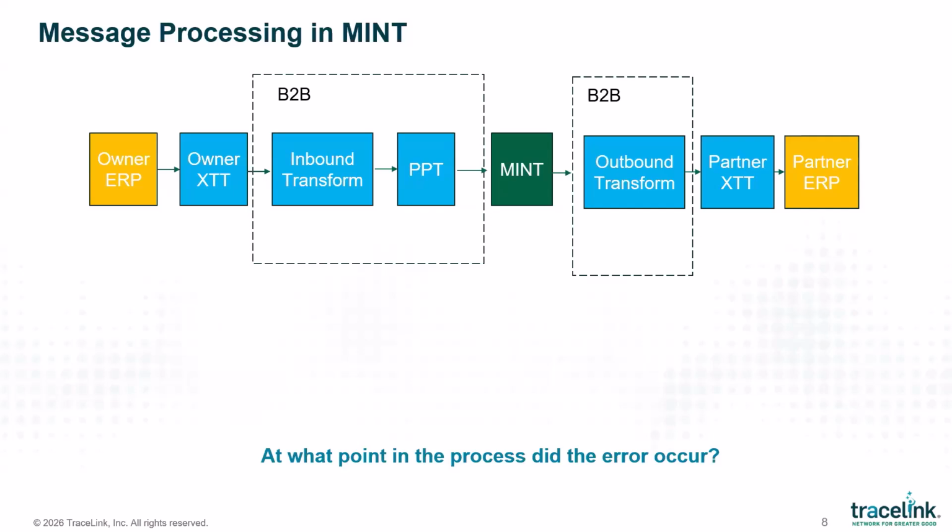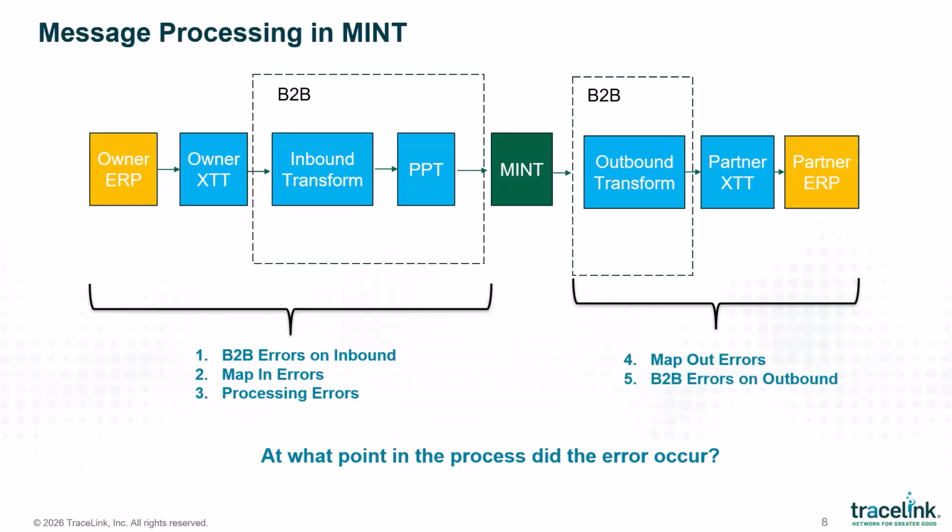At what point in the process did the error occur? This is the most important troubleshooting question. Before trying to resolve an issue, you should first identify where the transaction failed. If the file does not appear in Mint, the issue may be on the inbound side, such as B2B setup, file format, inbound transform, or post-processing. If the transaction appears in Mint but does not reach the partner, the issue may be on the outbound side, such as outbound transform or B2B delivery.